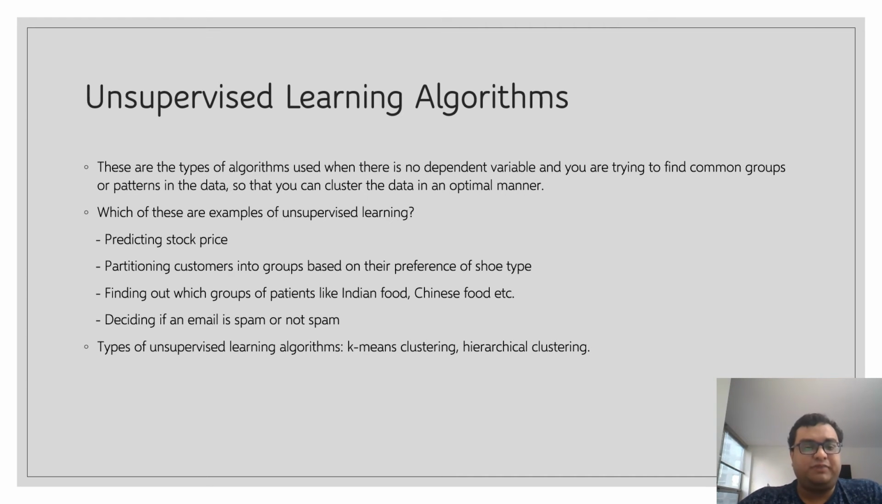Deciding if an email is spam or not spam. This I believe is supervised learning because it is classification. Types of unsupervised learning algorithms are k-means clustering and hierarchical clustering.